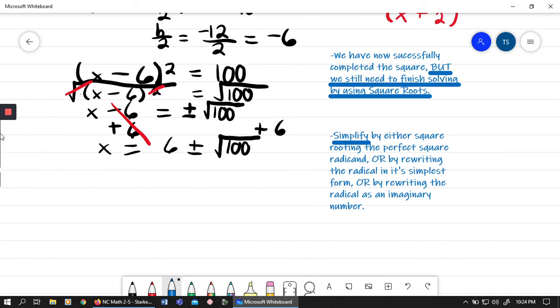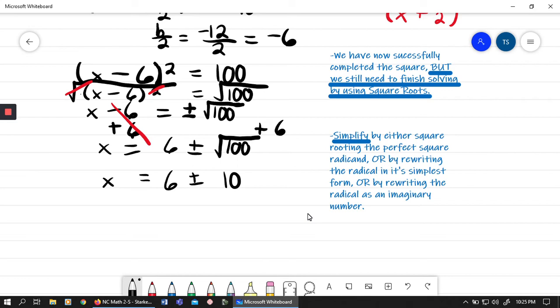Okay, so let's simplify this. Let's do it by taking the square root of that perfect square radicand that we see here. That perfect square, the number that's up under the radical, is called the radicand, if you watched my video about using square roots to solve quadratic equations and you know what radicand is. Alright, so that is 10. The square root of 100 is 10. And so what we've got here is x equals 6 plus or minus 10.